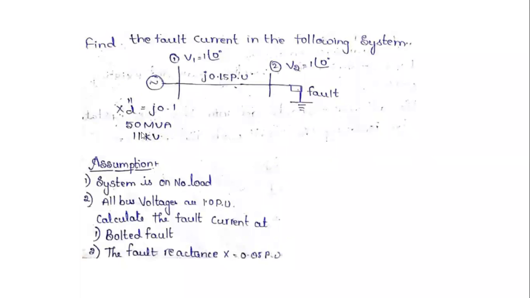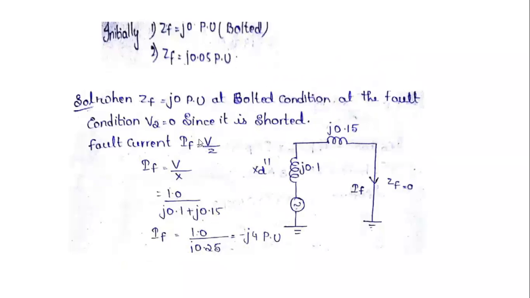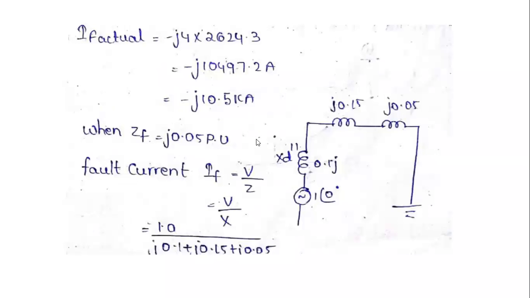Next, we calculate the current by using this MVA and kVA, then we obtain the current value, that is 2624.3. By using the MVA and the voltage value, we are calculating the current and finding the RMS current for that value, then we obtain the 2624.3 value. Then we calculate the fault current, this is the fault current.